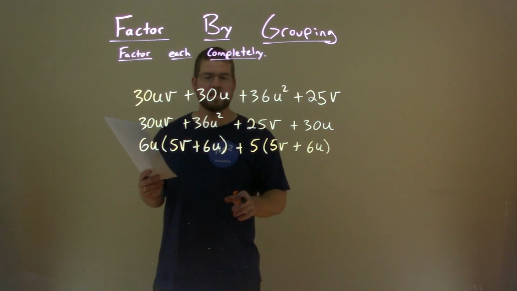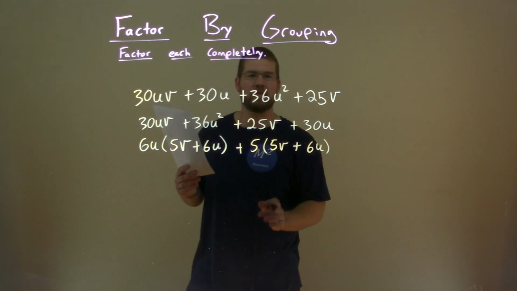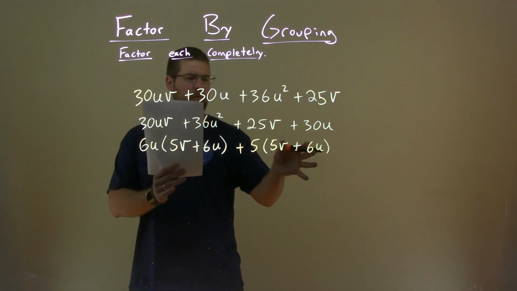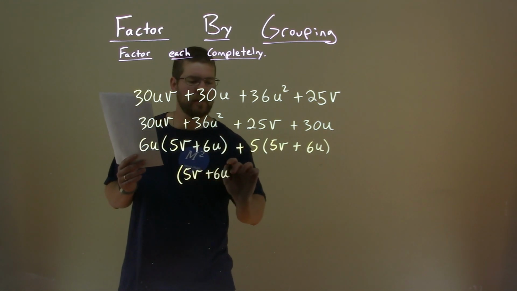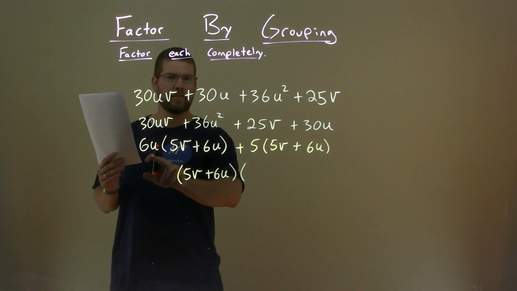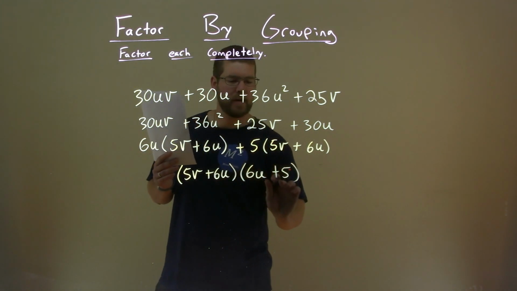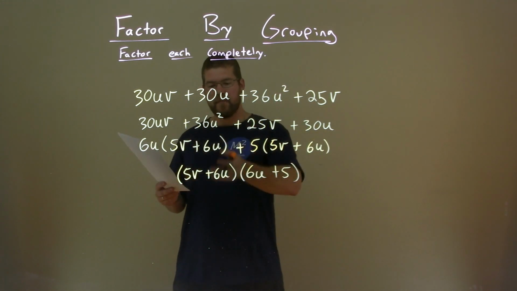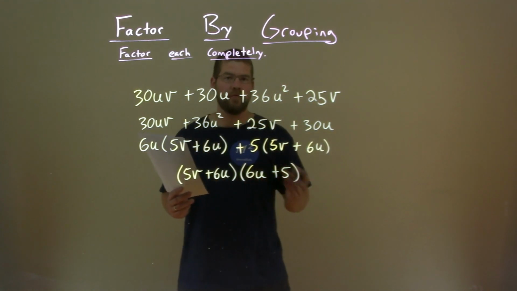And hopefully now you can see that our goal was we have a 5v plus 6u and 5v plus 6u written twice, so there's one on each side here. If we pull that out, we have a 5v plus 6u here, and we're left with, well, bring down this 6u and this 5 right here. And now we actually have our final answer, 5v plus 6u times 6u plus 5v.